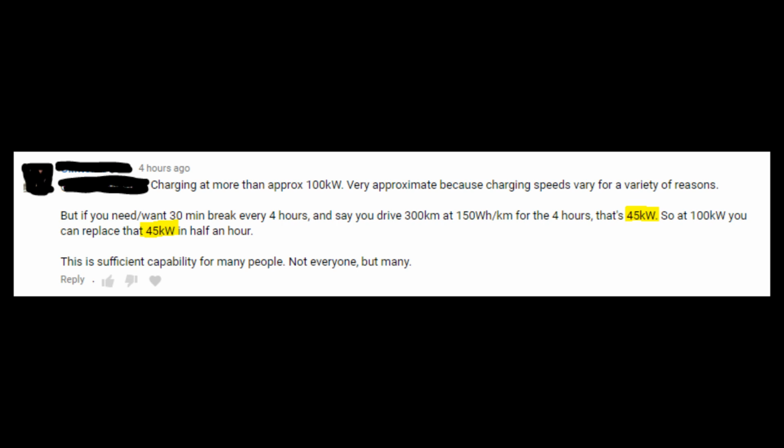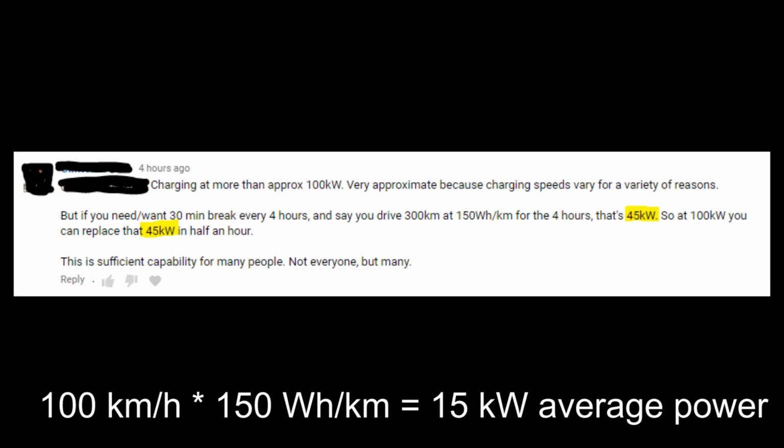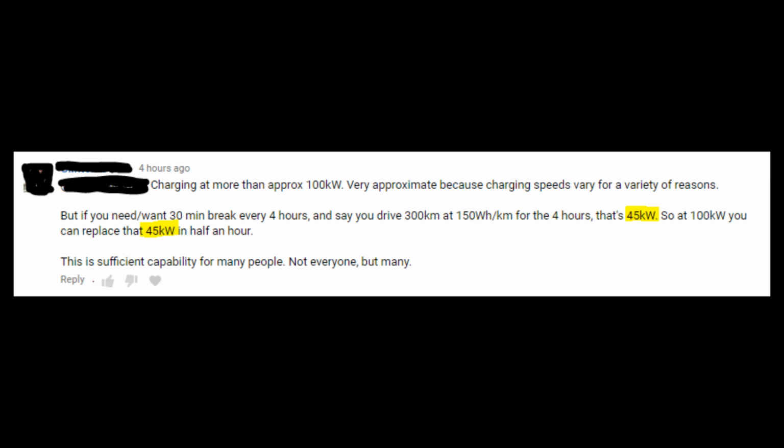Well, actually, you know what, you can look at that in several ways, because actually, if you drive 300 kilometers at no, it's not correct. I forgot. It's not correct. You need to know the speed, because you can in fact calculate the average power if you know the speed and the consumption. If the speed was 100 kilometers per hour in this case, then you can take 100 kilometers per hour times 150 watt hour. That will be 15 kilowatt average. But this one is clearly a mistake. He meant kilowatt hours. And then he says that at 100 kilowatt, you will replace that 45. No, it's not right. It's not right.